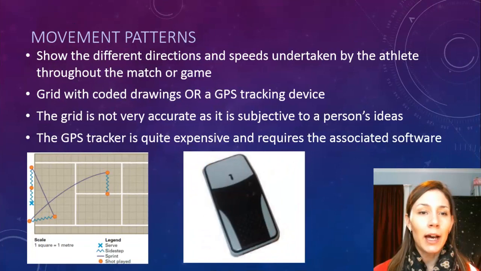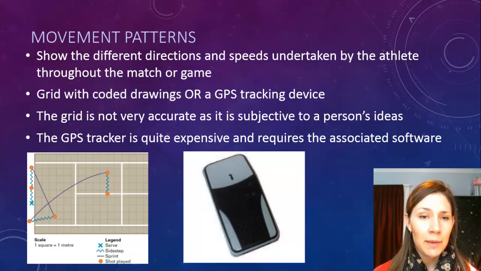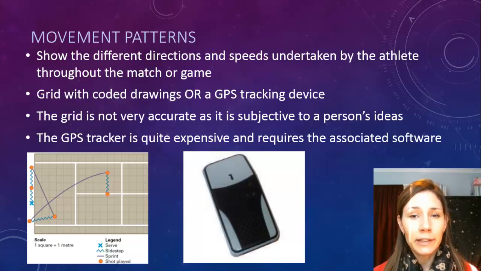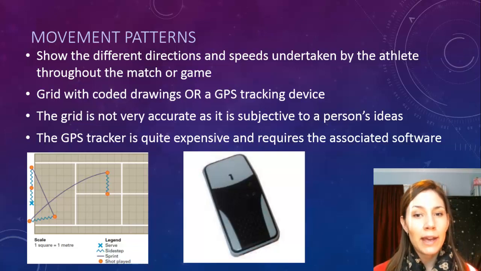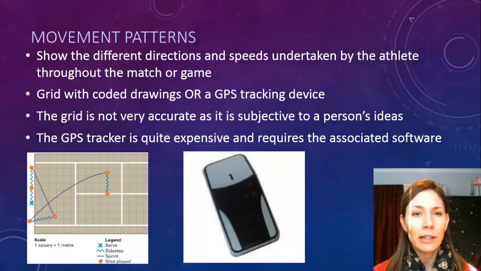Alright, movement patterns are showing the different directions and the speeds that a player is engaging in throughout a match or a game. And there's two different ways it can be done. There's a less accurate way, which I suppose is just a grid, and you draw where the people go. Now the problem with this is it's very subjective. A person might not be able to distinguish what the difference is between a jog and a run for a particular athlete, or they might just have a different idea to someone else as to what they are. And they also can't determine distances as well as a GPS can.